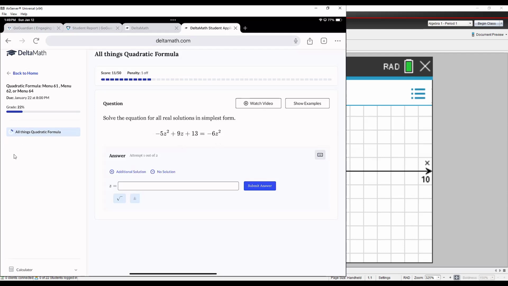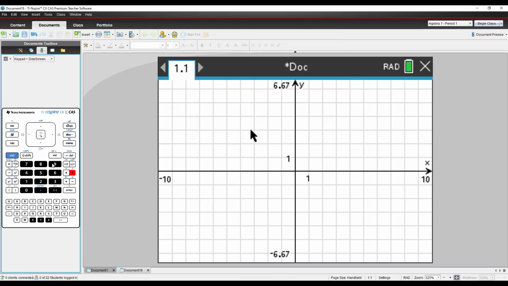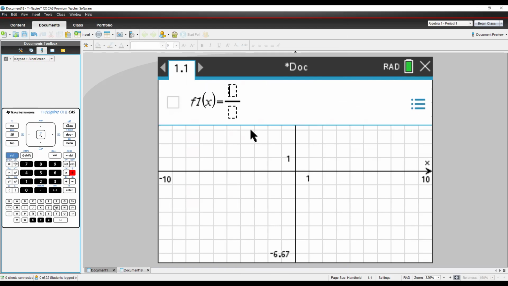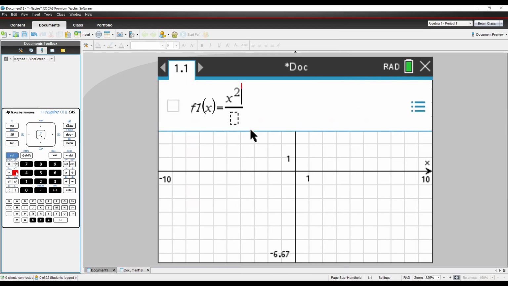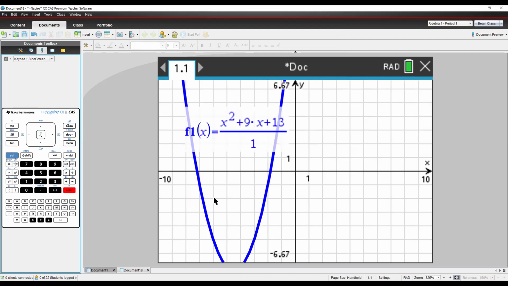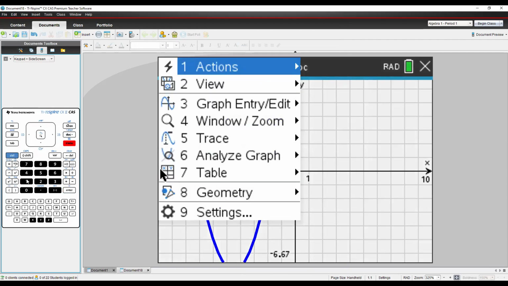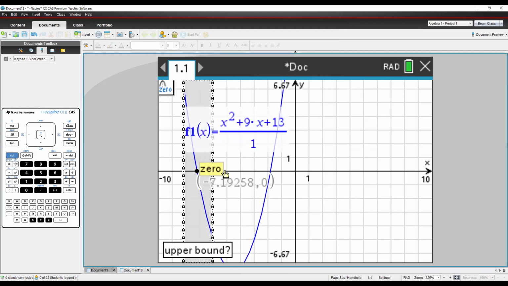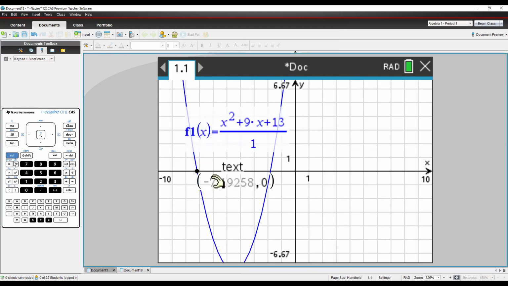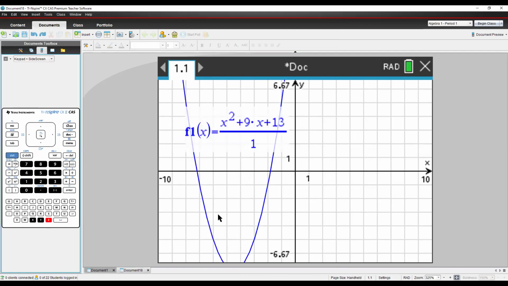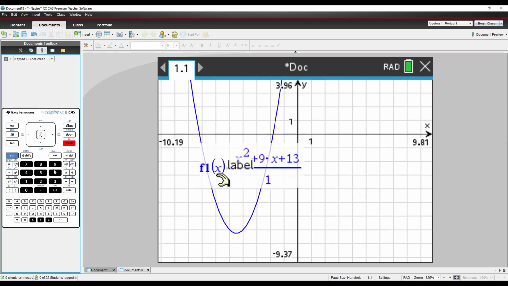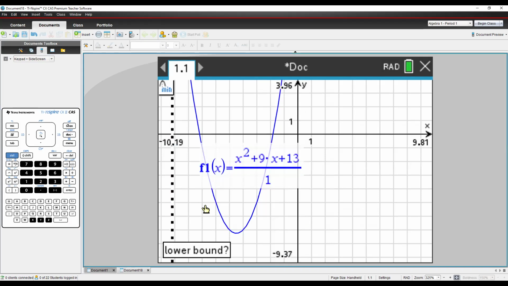So again, I'm going to make this into a stack fraction. And then it's going to be x squared plus 9x plus 13. And then down in the bottom, I'm just going to divide by 1. And then I'm going to try menu 61 and see if that is all I need. Nope, it looks like it's an irrational number. So I'm going to just go to the minimum and find the minimum. So I'm going to go menu 6, 2, start on the left.